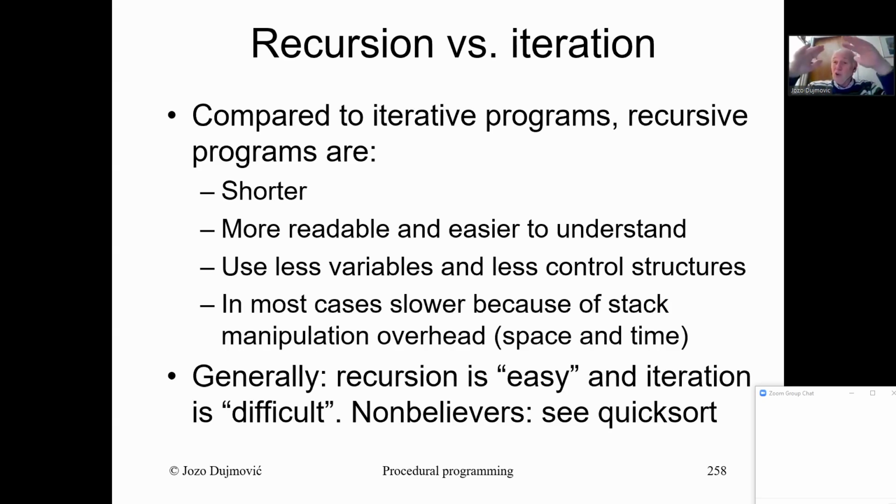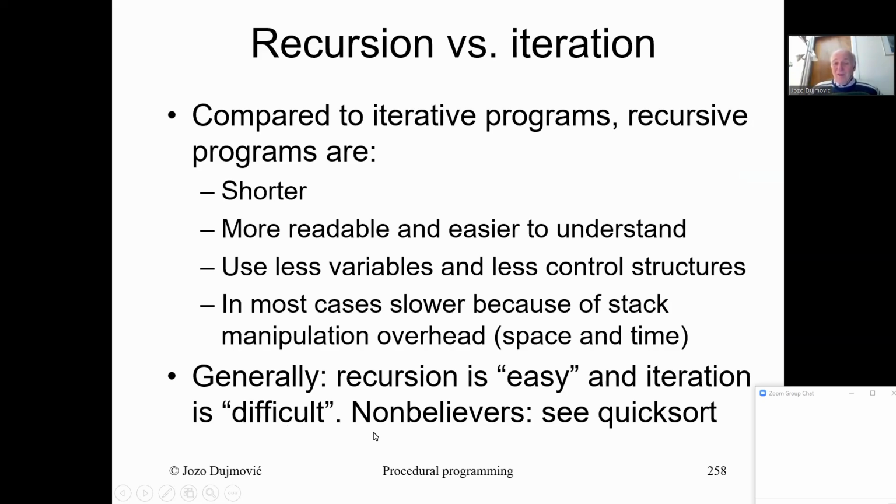You have to push in the stack all local context of each function call. You have to perform function calls. So push, push, push, push, push, push. And then after that, pop, pop, pop. This takes memory, this takes time. So you get simplicity of programming, but you usually are a little slower than the optimum situation. So generally, what I want to claim is that recursion is easy and iteration is difficult.